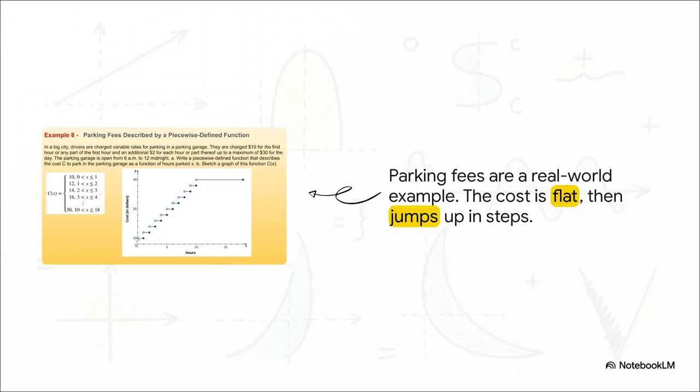And you might think this sounds weirdly abstract, but these things are everywhere in the real world. Just look at this graph of parking fees. It's a perfect example. The price is flat for the first hour, right? But the second you go 1 minute over, the price jumps up to a new level. Then it stays flat again for a while and then jumps again. That step pattern, that's a piecewise function in action.